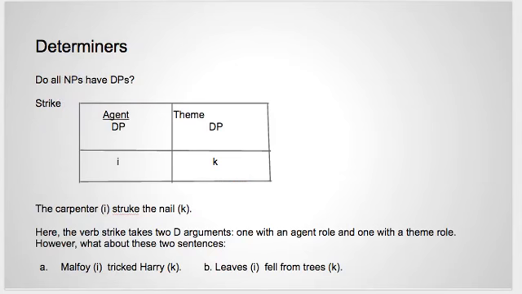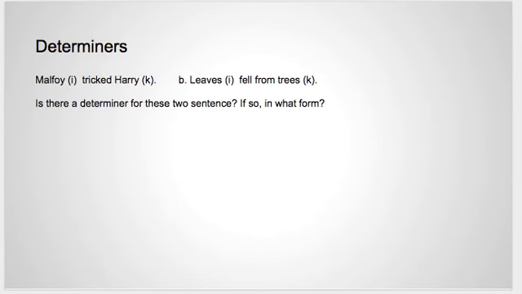Do all NPs have DPs? Now let's take a look at the sentence: The carpenter struck the nail. Here the verb strike takes two D arguments, one with an agent role and one with a theme role. However, what about these two sentences? Malfoy tricked Harry, and leaves fell from trees. On the surface, there isn't a determiner in front of these two sentences. However, is there one? If so, in what form?